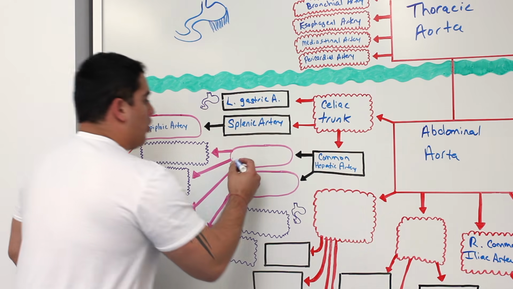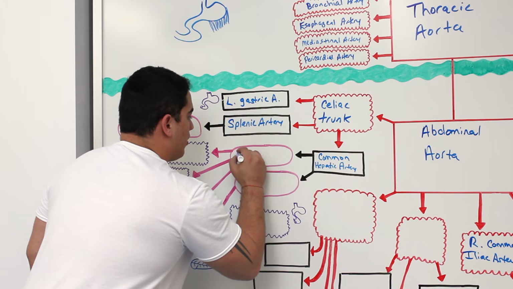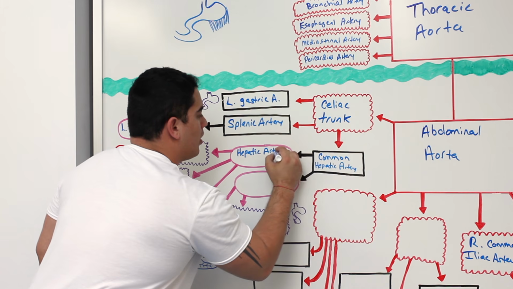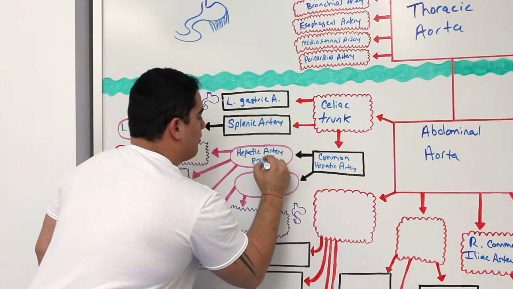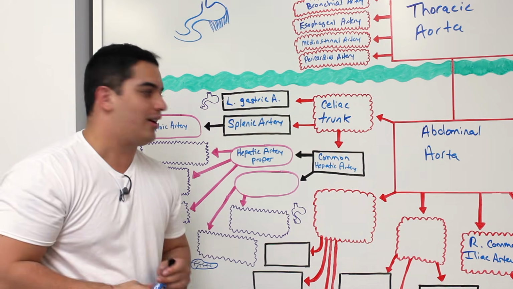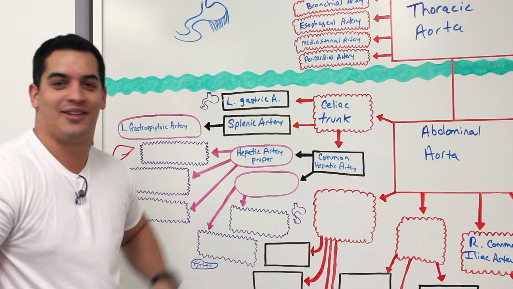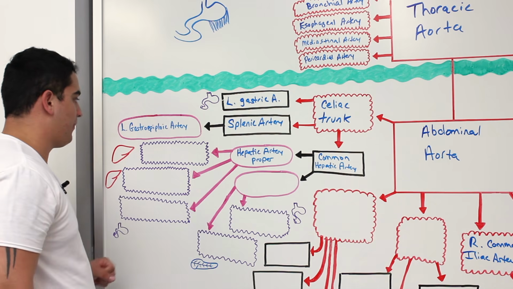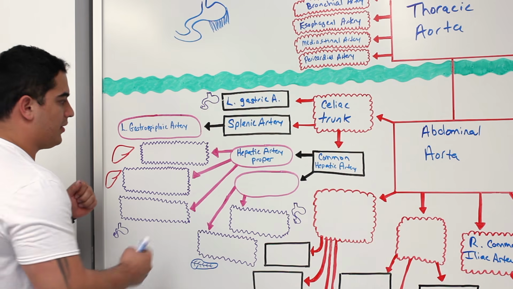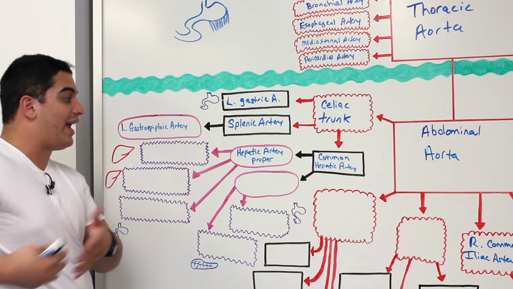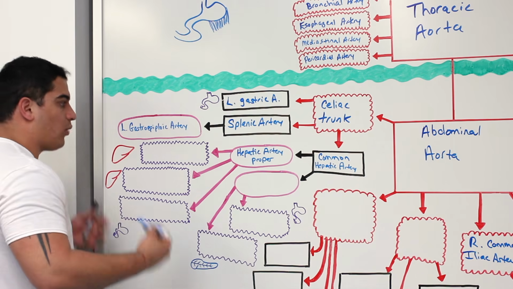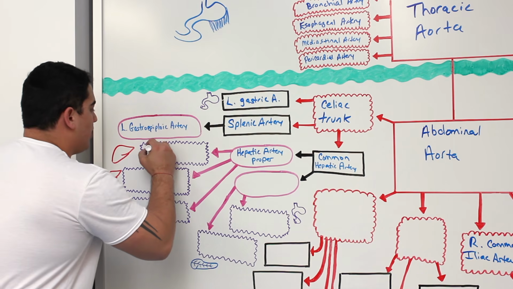So you call this one the hepatic artery proper. Why they put artery before proper, no idea. You could probably call it hepatic proper artery; it doesn't matter as long as you get the point. The hepatic artery proper then gives off a couple of different branches. One goes to the right lobe of the liver, so it's the right hepatic artery.